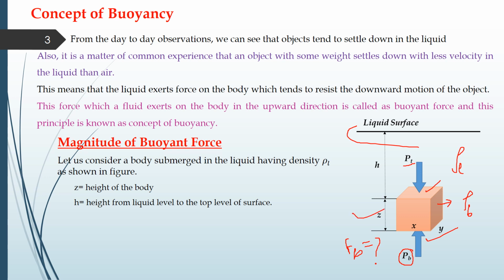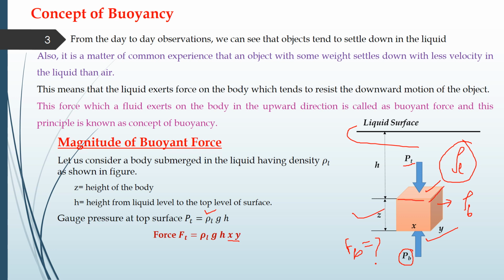Z is the height of the body as given here, and h is the height from the liquid level to the top surface. By using the hydrostatic law, you can write the gauge pressure acting at the top surface as rho g h, where rho is the density of the liquid. To convert this pressure into force, it will be multiplied by the area, and the area of the surface is x multiplied by y. So this is the force acting on the top surface.